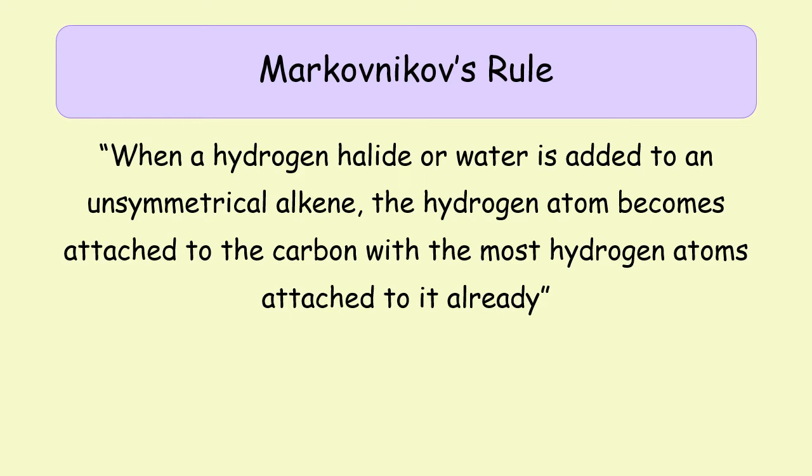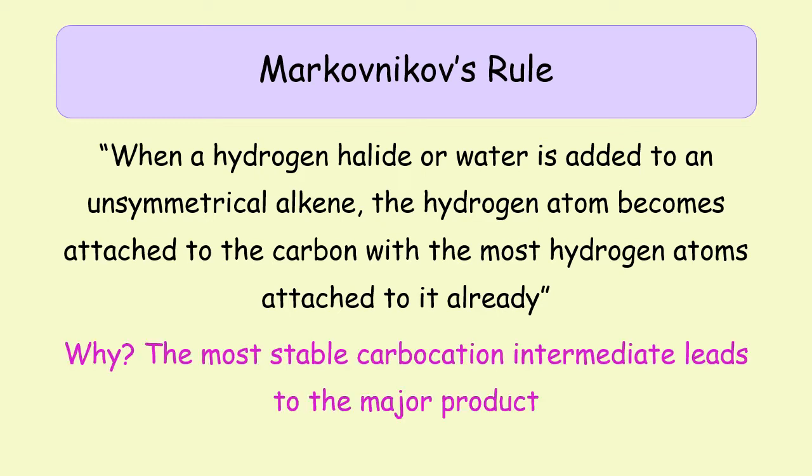You also need to understand the reasoning behind Markovnikov's rule, and it essentially is that when you're following a mechanism, there will be two possible carbocation intermediates that can form. The carbocation intermediate that is most stable will lead to the major product. The one that is less stable will lead to the minor product. Knowing that Markovnikov's rule is related to the stability of carbocations will be how you score marks whenever you're asked about why something is a major product or a minor product. You need to know the why, not just the definition.